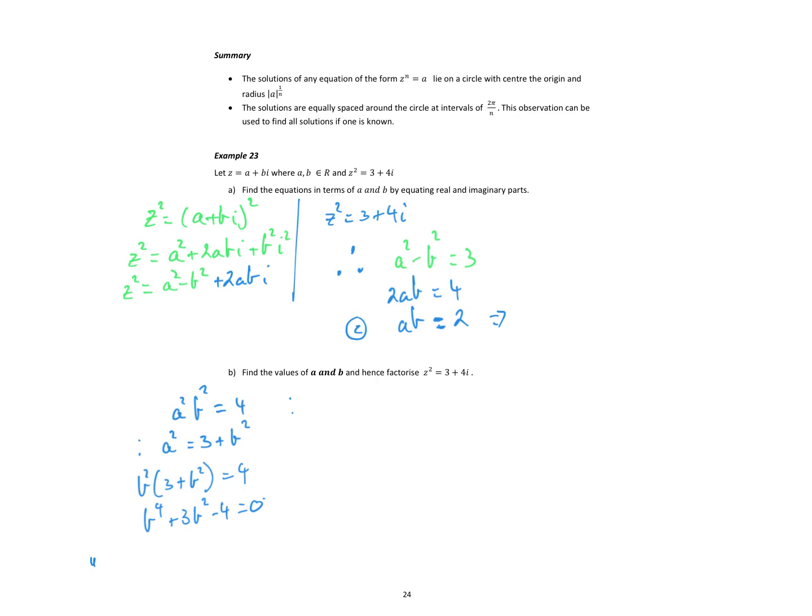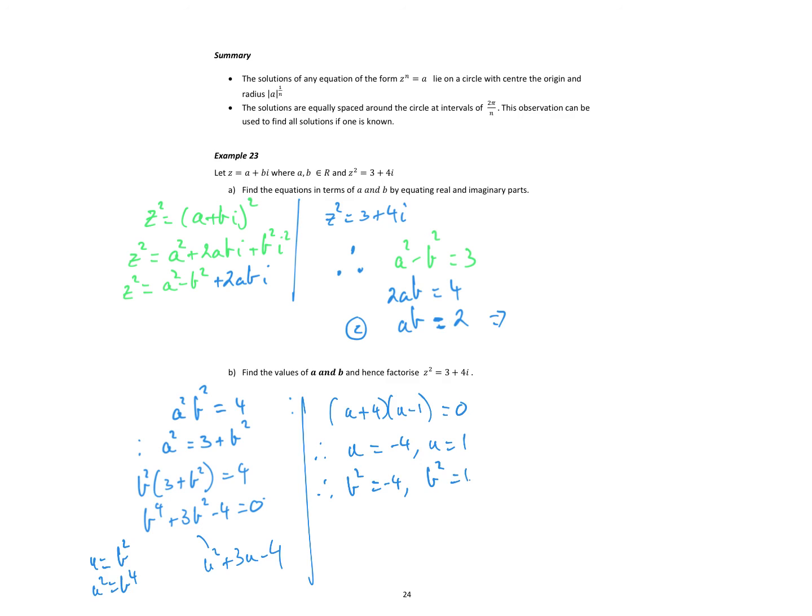So again, if I put u equal to b squared, u squared equals b to the 4. So I could rewrite this as u squared plus 3u minus 4. That factorises: u plus 4, u minus 1. That looks right. Equal to 0. Therefore, u equals negative 4, u equals 1. Now u is actually b squared. So I can write b squared equals negative 4, b squared is equal to 1.